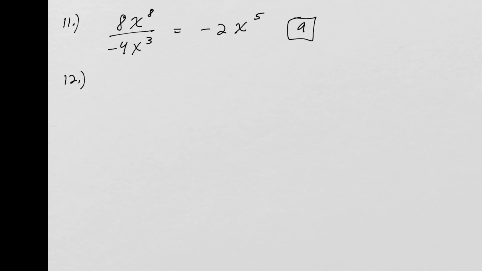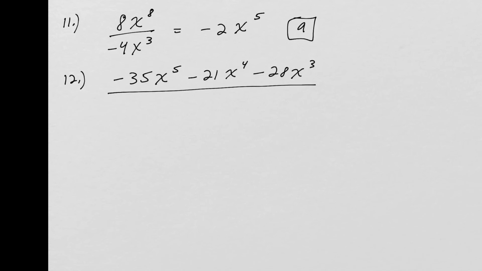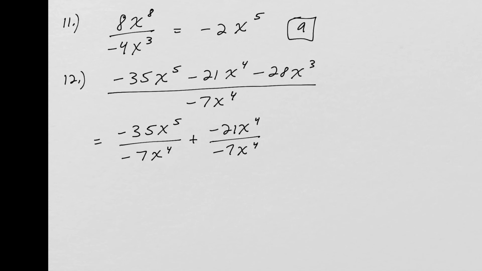Okay, 12. I'm dividing a polynomial by a monomial. So I have negative 35x to the fifth minus 21x to the fourth minus 28x cubed all over negative 7x to the fourth. So remember, the first thing you have to do to handle this type of problem is rewrite it, right? So put each of those terms in a numerator over that monomial, which was in the denominator. So then this will be plus negative 21x to the fourth over negative 7x to the fourth plus negative 28x to the third over negative 7x to the fourth.